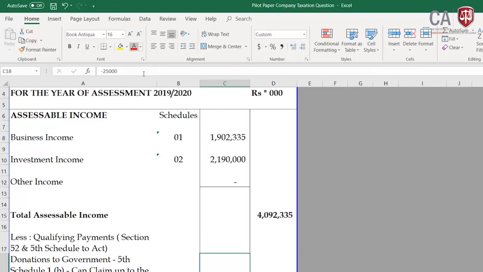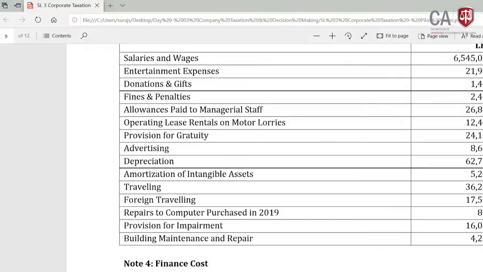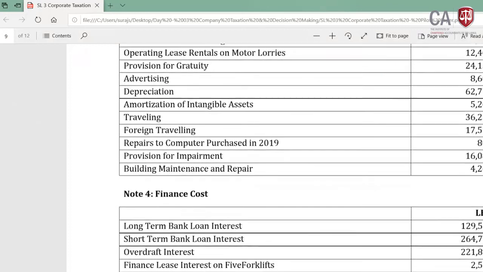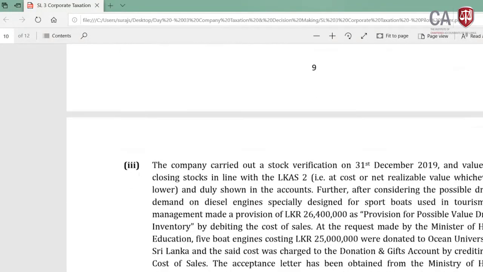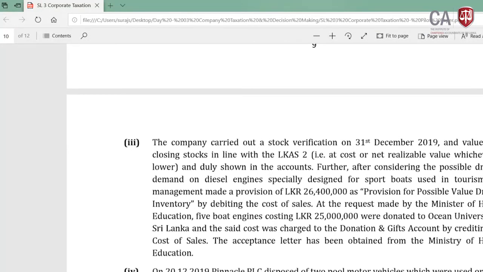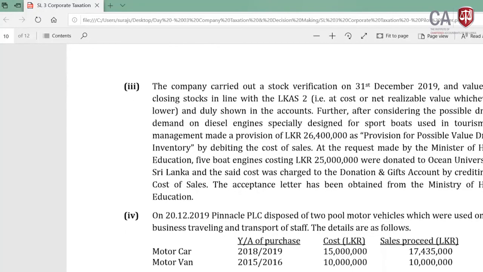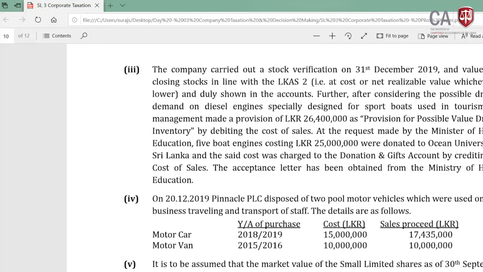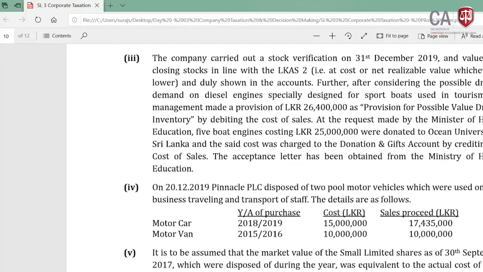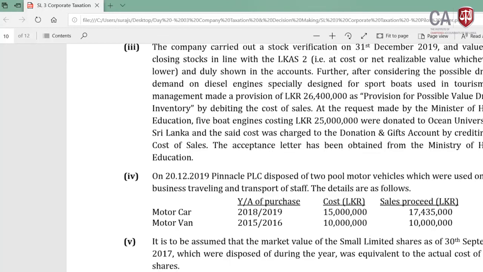Now we will go for the next question. The first adjustment we have completed and dealt with in the income statement too. Next one, on 20th December 2019, Pinnacle PLC disposed of 2 pool motor vehicles which were used only for business travel and transport of staff. The details are as follows. Now, it is given two pool motor vehicles.